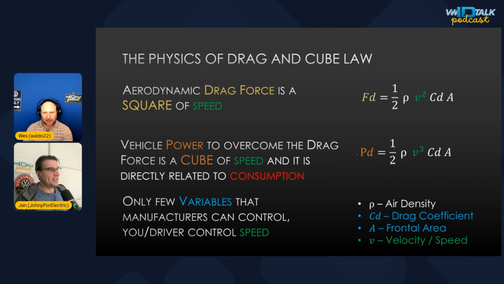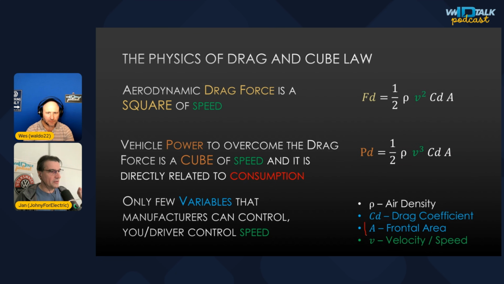The interesting point is that this equation is an equation for any object being pushed through the air. So whether it's a brick, a big box, a car, whether it's an ICE car or an EV, it's the same thing. There are two variables that the manufacturers can control.